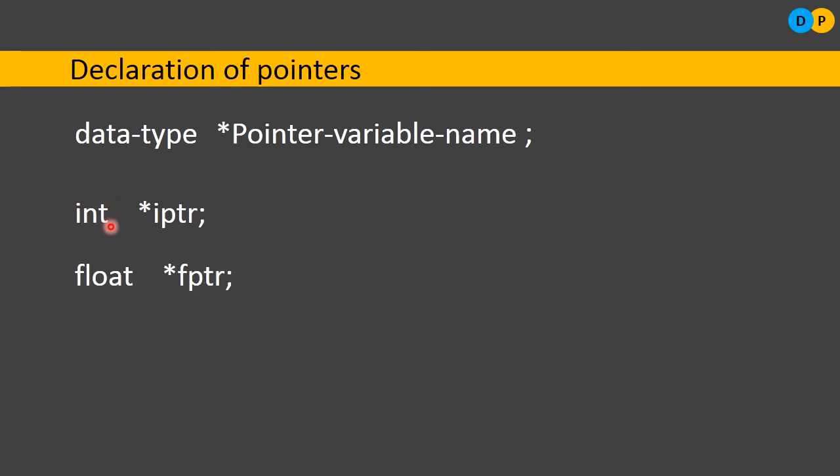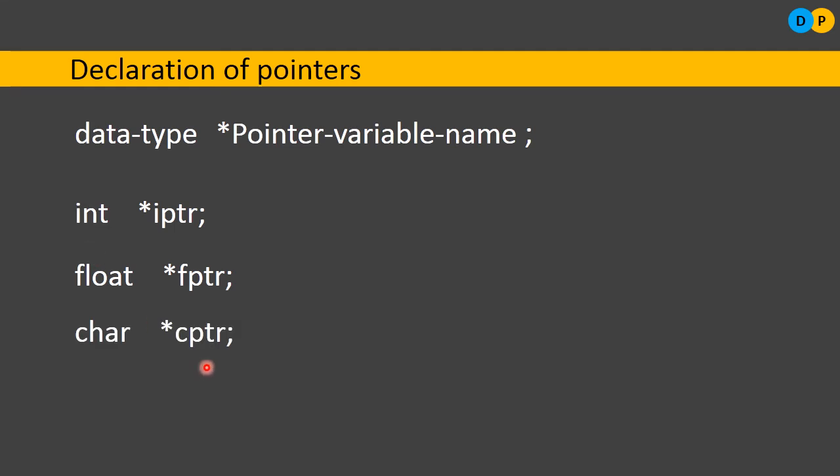Next, here fptr is a pointer variable. How can I say that? Because here there is an asterisk symbol. So here fptr is a pointer variable. It is pointing to a floating point variable. Nothing but fptr will be holding the address of a floating point variable.